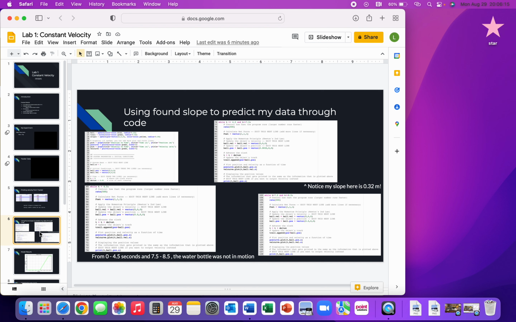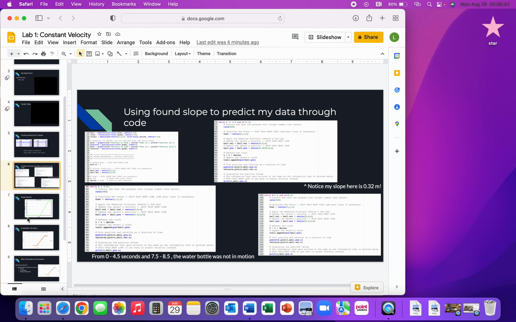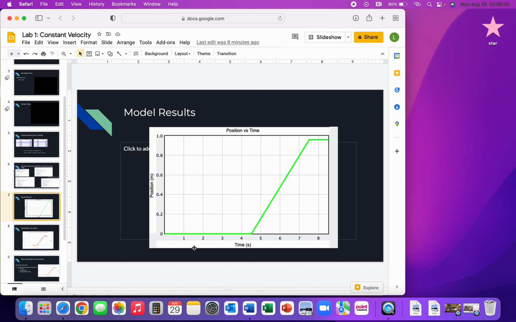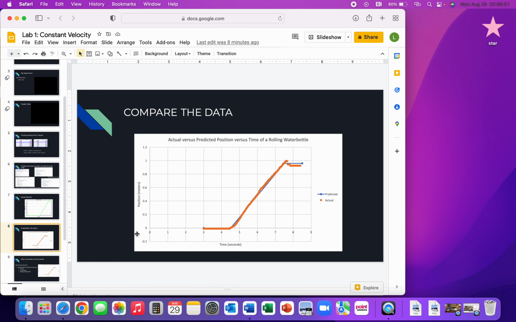Then I used the standard code that the TAs allowed us to use, and I split it into the time before 4.5 and after 7.5, which is basically not moving yet, moving, and then not moving again. And then also you can see in this section, which is the moving data, I used the slope of 0.32 in meters, which I found from the previous slide. So this is the predicted modeled results. You can see that they match my Tracker data pretty well.